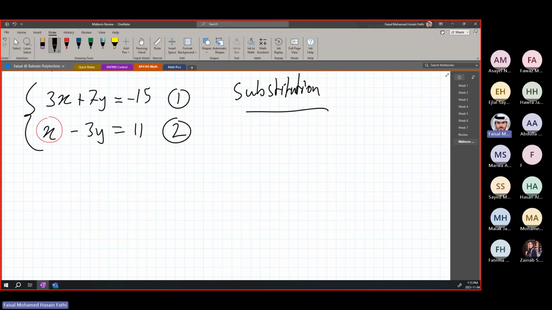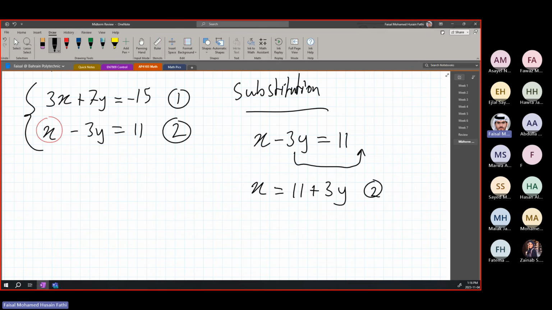So if we look at equation 2, it's x minus 3y is equal to 11. We want to put the x by itself on one side, so we will move the minus 3y to the other side. So it's going to be x is equal to 11 plus 3y. This is equation 2. All right.